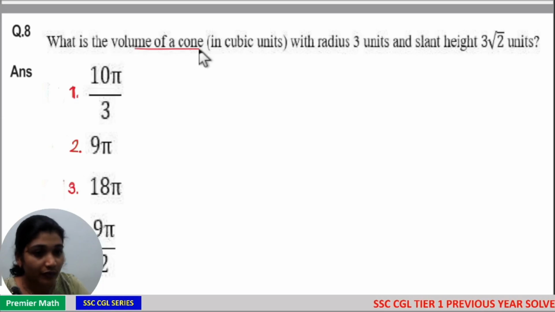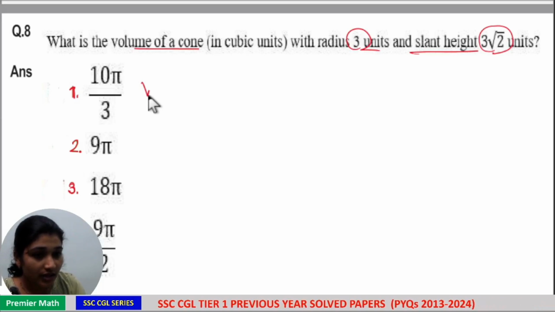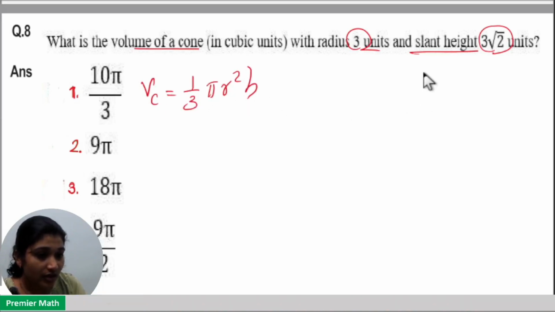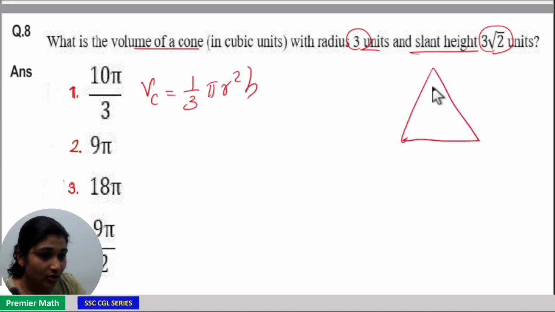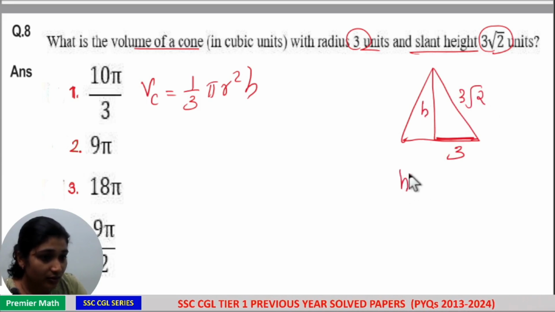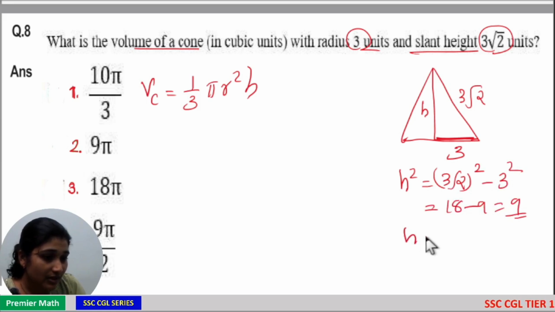What is the volume of a cone with radius 3 unit and slant height 3 root 2 unit? Here the volume of a cone is equal to 1 by 3 pi r square h. Now here this is the cone, and the radius of this cone is 3 unit and the slant height is 3 root 2 unit. Then h square is equal to 3 root 2 the whole square minus 3 square, which is 9 into 2, 18, minus 9, which is 9. h square 9 means h is equal to 3.